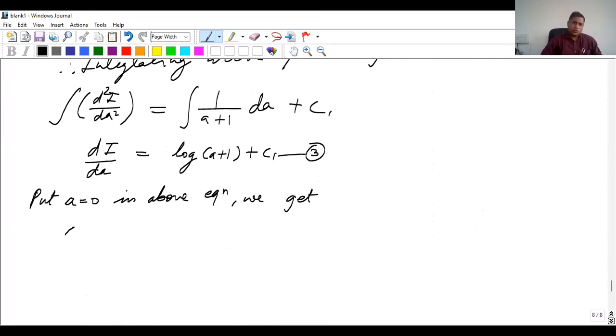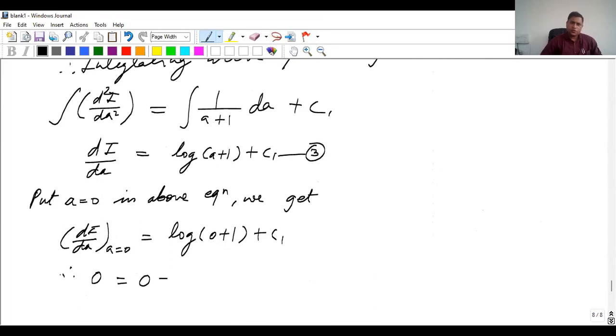We get dI/da at a is equal to 0, and this is log of 0 plus 1 plus C1. So we know this term is going to be 0, and this is going to be C1. So what we can say is C1 is equal to 0. So we get C1 is equal to 0.